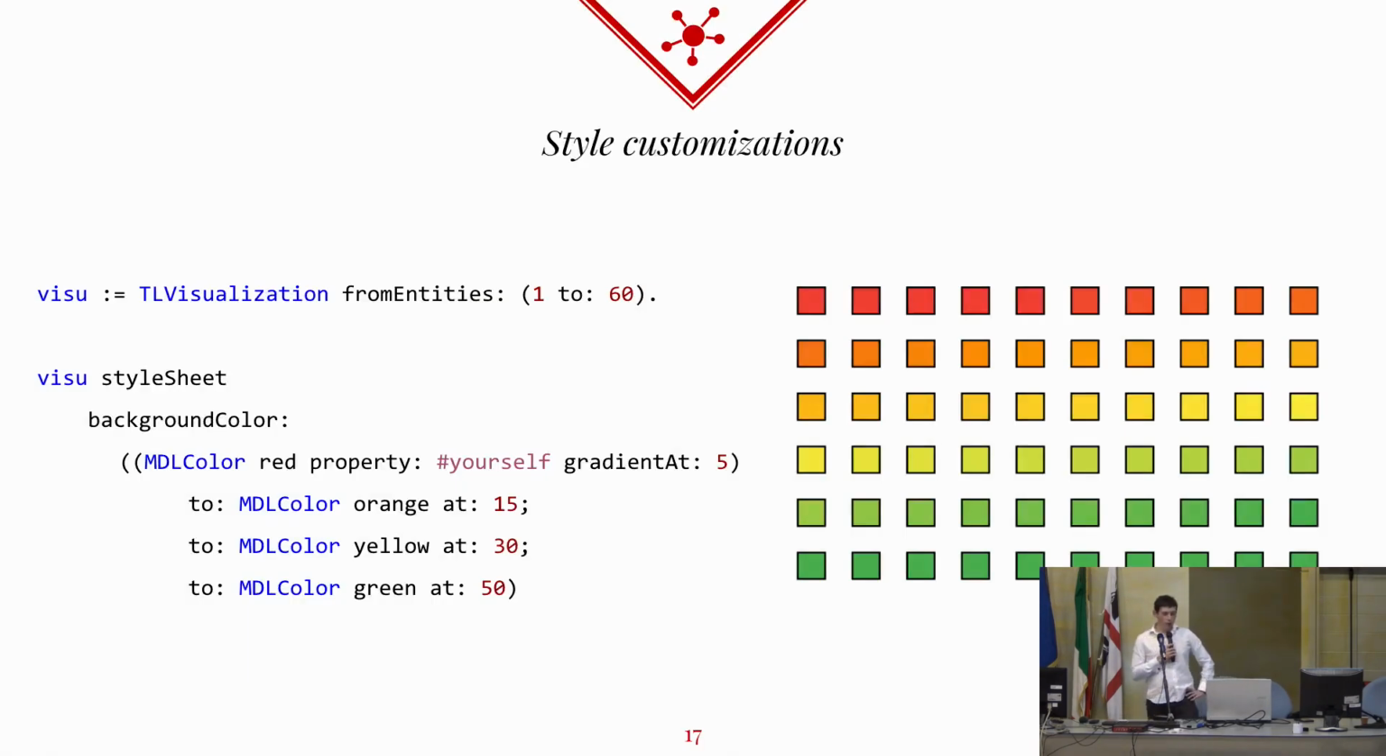So with Telescope, you can also easily customize the style of the visualization. There are a lot of things you can do, and here you can directly customize what you want, or you can also use blocks to customize entities depending on their properties.